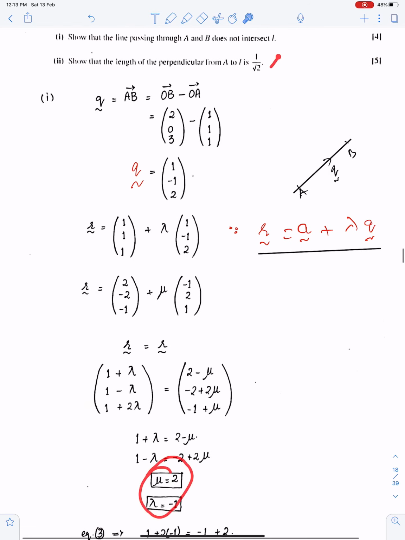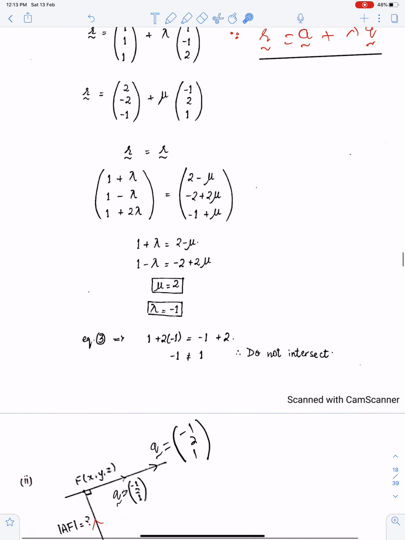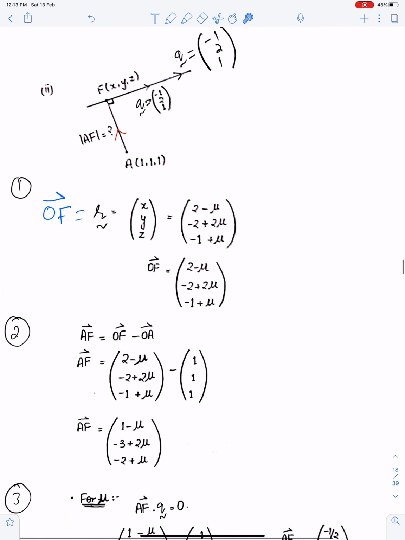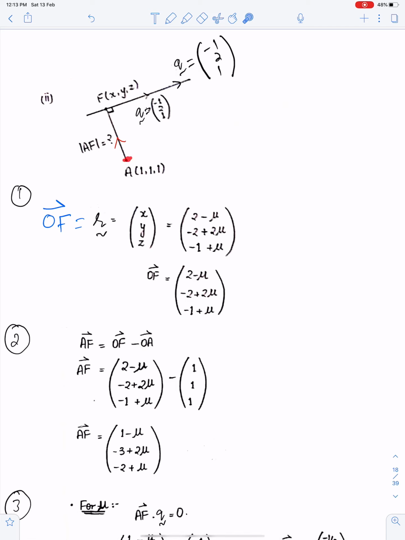Now we have to show the shortest distance from A to L is 1 upon root 2. Again, make a rough sketch. Whenever they ask to find the shortest distance, make a rough sketch. So A to this line L. This is the foot of perpendicular from A to this line L. This is the direction vector of line L. Number one, get F, OF. By replacing r by OF, we can have OF.